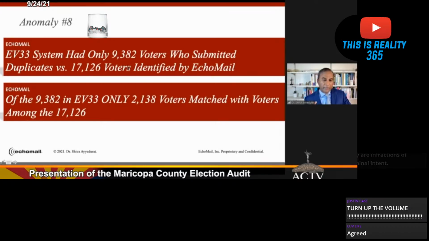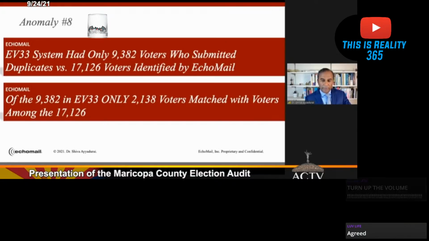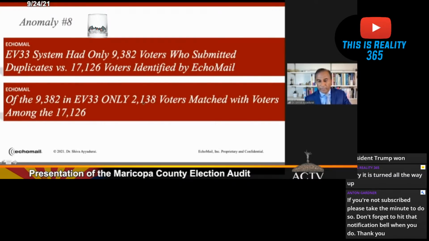The EV33, as we understand, and we're not experts, is a system where all the early voting ballots are stored. When that was gone through, it was found that 9,382 of those were voters who submitted duplicates. Clearly this should be a subset of ours, because we're supposed to have all the early voting ballots. We found out only 2,113 matched.